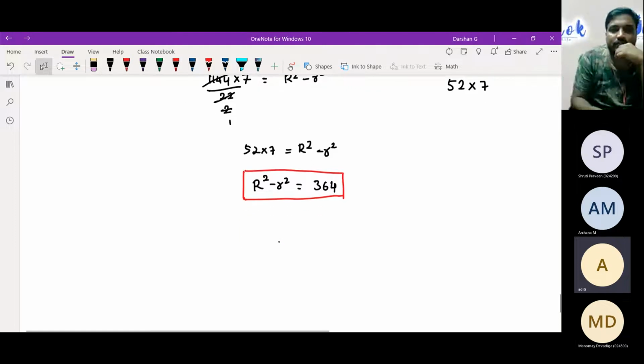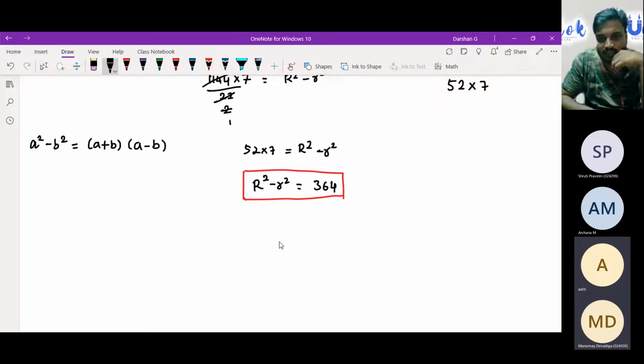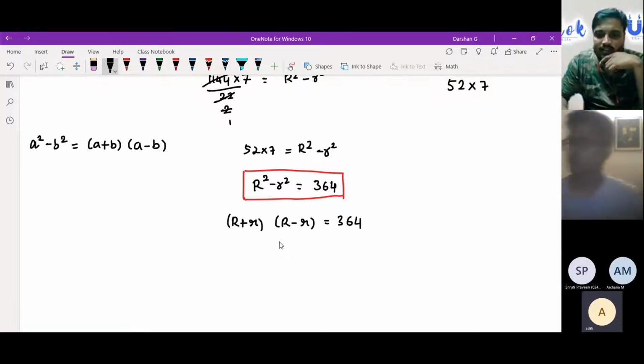Okay, fine. So you have studied algebraic identities, right? In that you would have studied a square minus b square. Do you remember what is a square minus b square, Manomai? Sir, a square minus b square is equal to a plus b into a minus b. Correct. So this I can write as R plus small r times R minus small r, that is equal to 364.